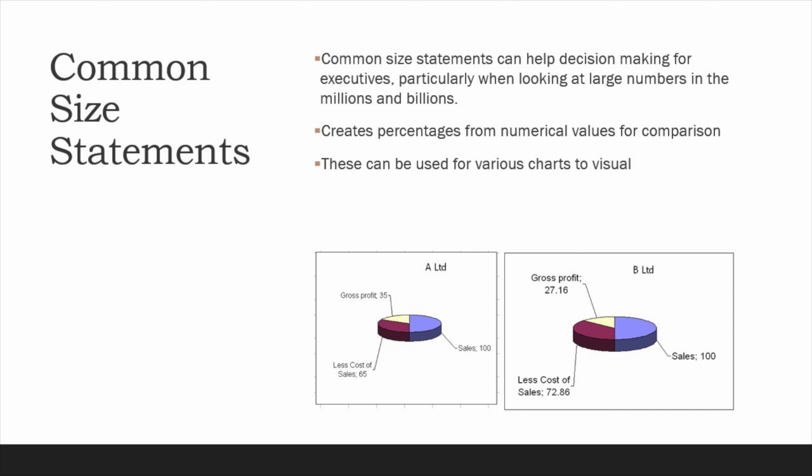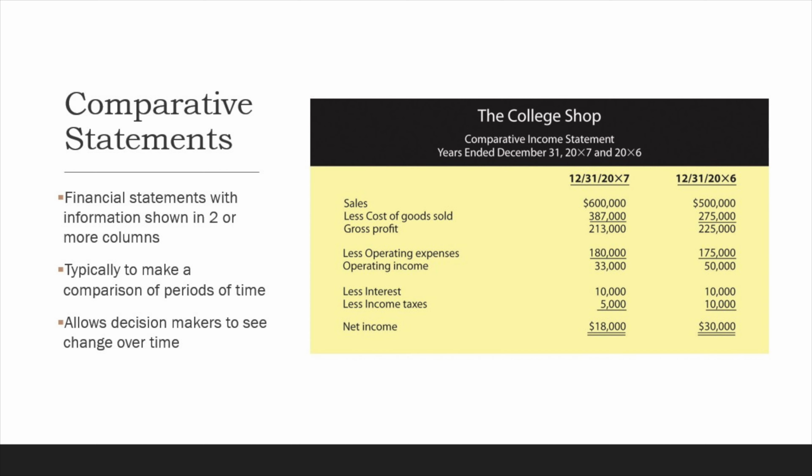Common size statements create percentages from the numerical values to allow decision-makers an ability to understand how these large amounts compare. These can be used for pie charts to create visual understanding of how a company's finances are comparing. While making comparison, there are also comparative statements that often show financial information in 2 or more columns of periods of time. This allows decision makers to see how the finances of a company are changing over time.